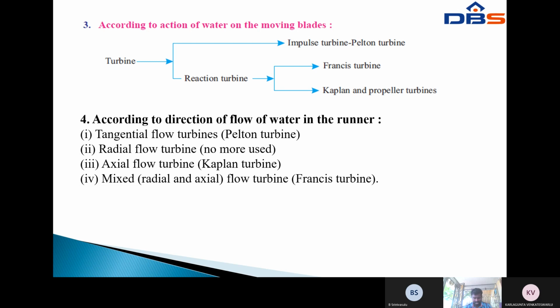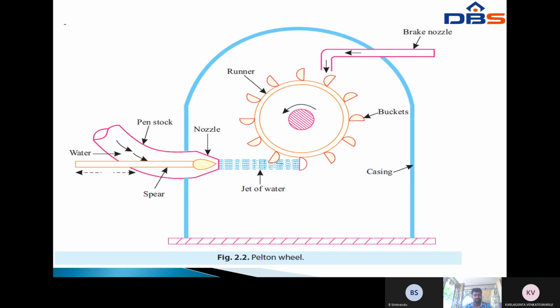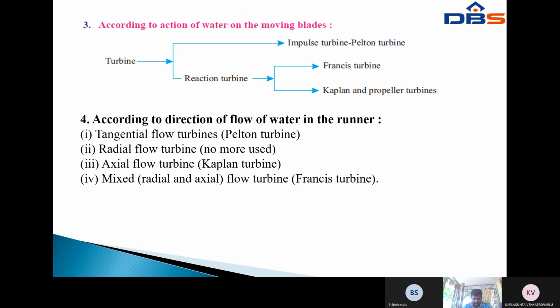Next, according to the specific speed of the turbines. Specific speed is based on speed. There are low specific speed turbines, medium specific speed turbines, and high specific speed turbines. Low specific speed means 10 to 35.